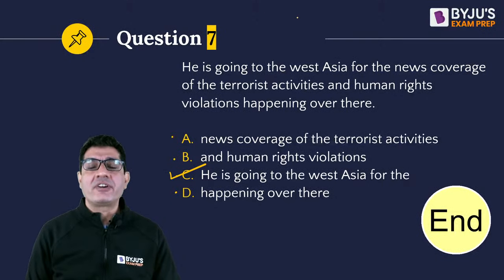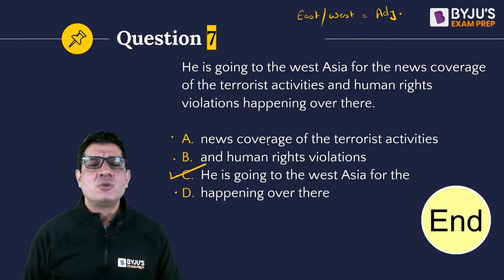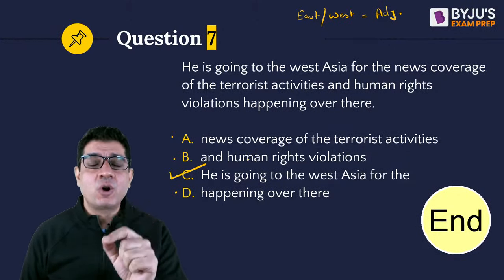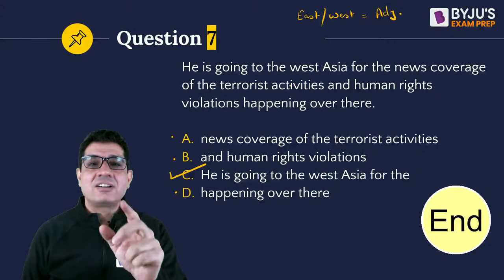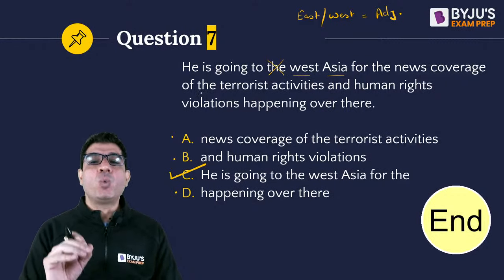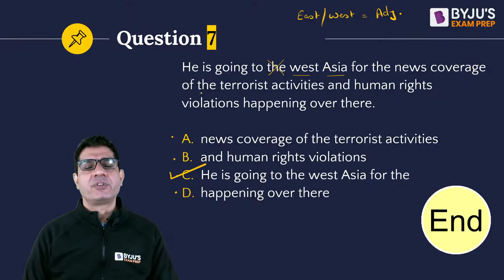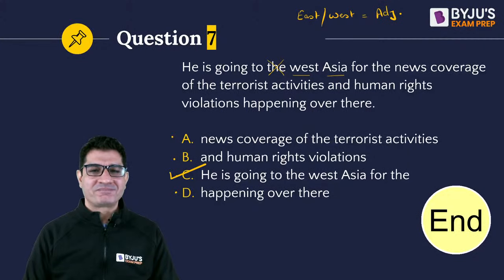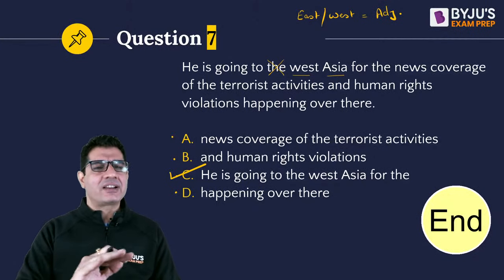You notice whenever you use directions like east or west as adjectives, you do not use an article before them. So you notice we're talking about West Asia. Here West is acting as an adjective, so we do not require this the. He is going to West Asia for the news coverage. The rest of the parts are grammatically correct.